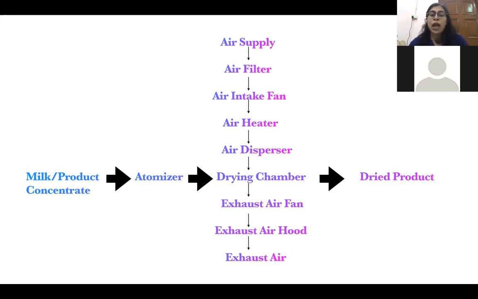Then this atomized particle is fed. You remember we use the term feeding or introduction of milk particles into the chamber. So this atomized particle is fed into the drying chamber, which when it comes in contact with the heated dry air converts into a dry product. Okay, so this step is clear? Yes, sir. Milk goes from raw material to dried product.